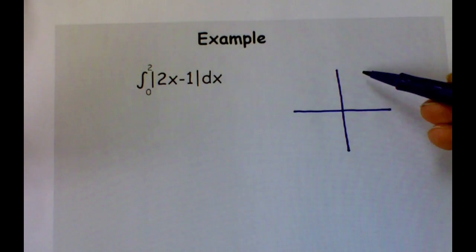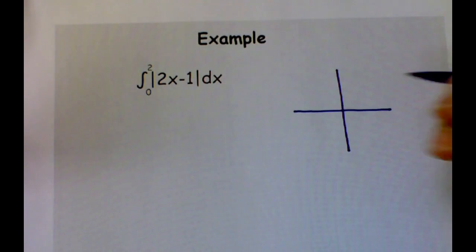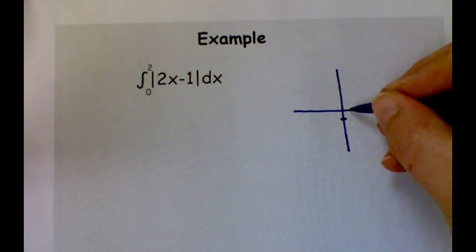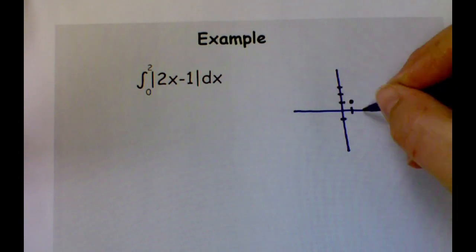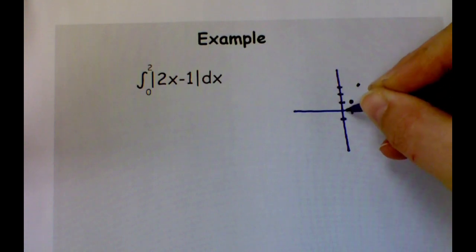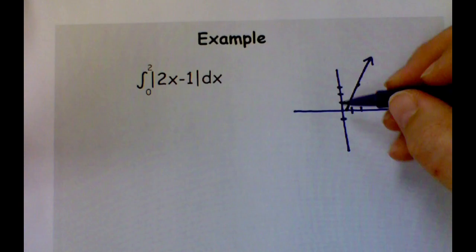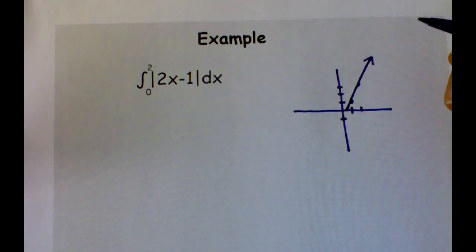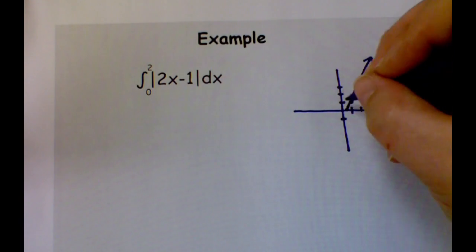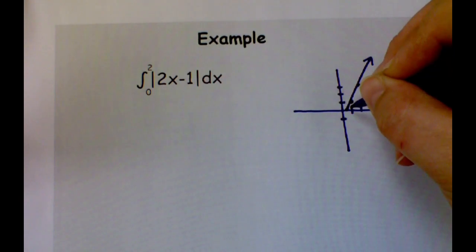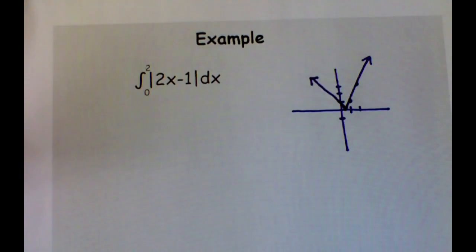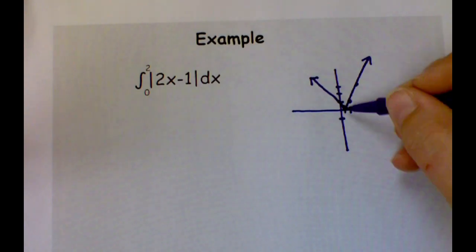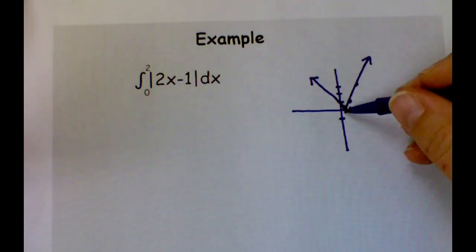Well, when it's positive, the graph of 2x minus 1 is my graph, which has a y-intercept of negative 1 and a slope of 2, 2 over 1. So it looks something like that. On the left-hand side, it's negative 2x plus 1. So it looks something like that. I switch which line I use at a half.